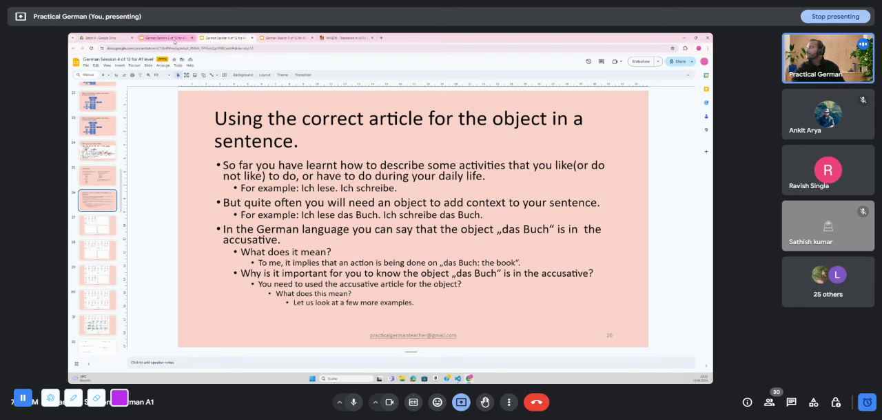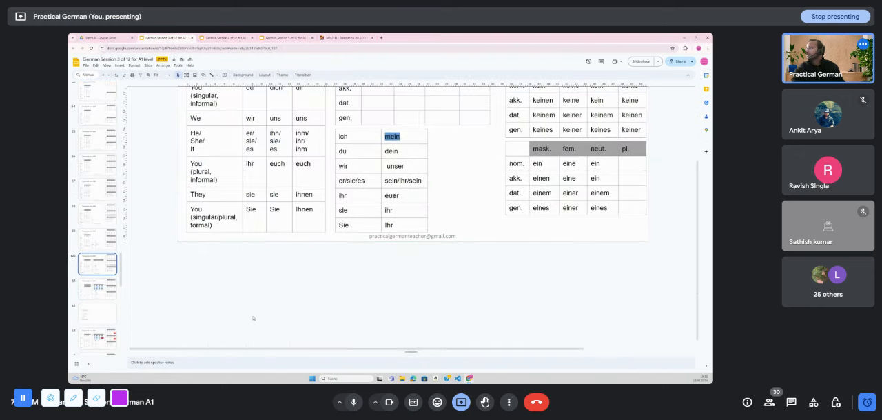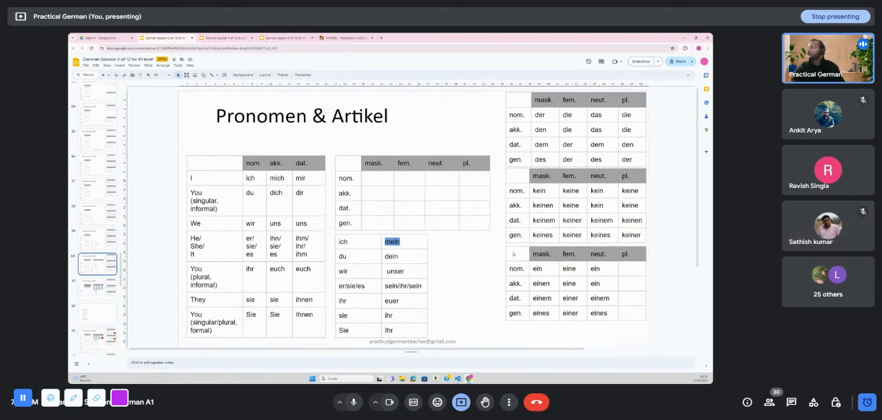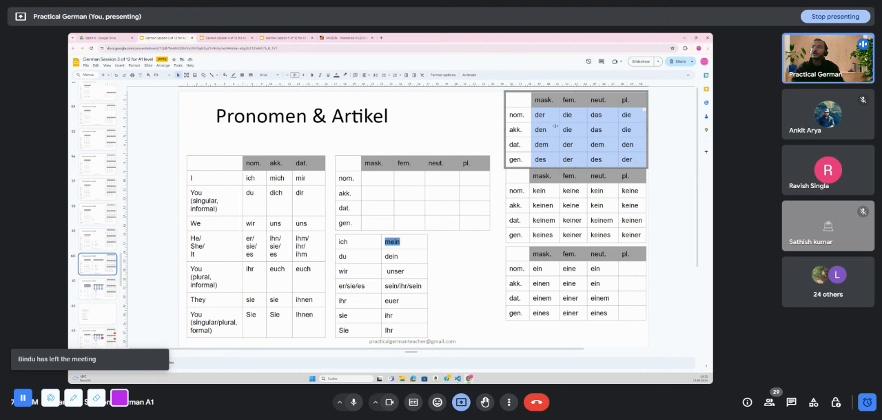So in the last session, I think it was too heavy for many of you. I had said that there are a lot of articles in the German language. In German, you have der, die, das, die, and so on, because you first have to ask whether the noun with which the article is associated is masculine, feminine, neutrum, or plural, and then you have to ask whether the noun is in nominative case, accusative case, dative case, or genitive case.